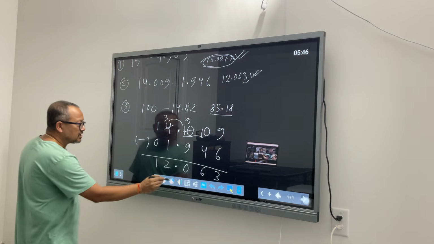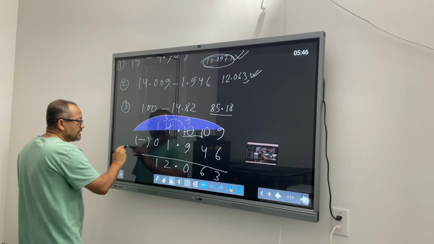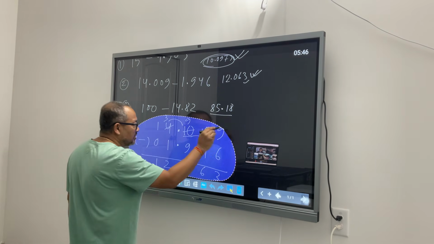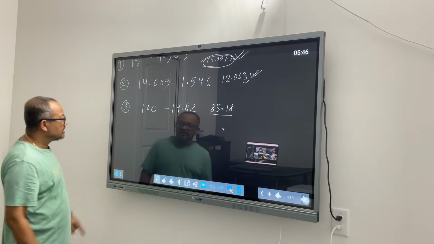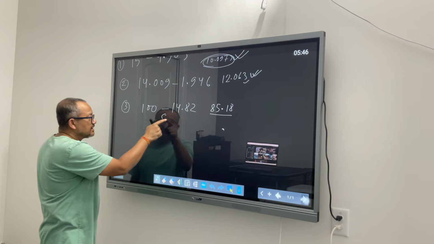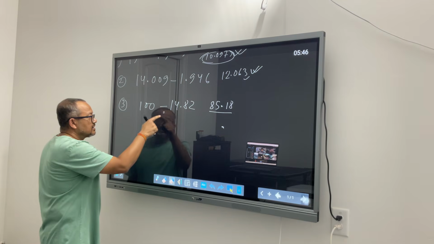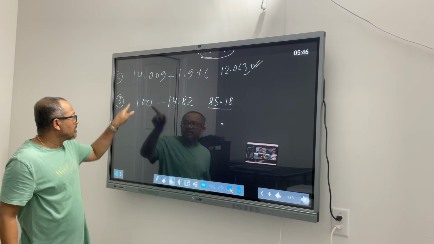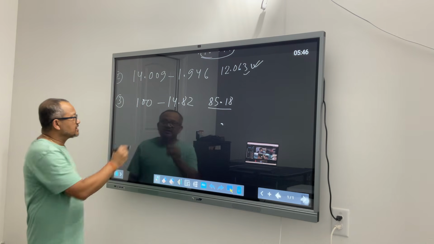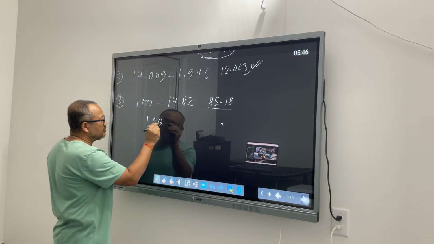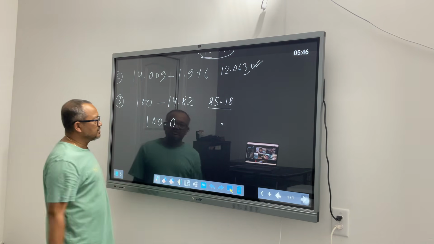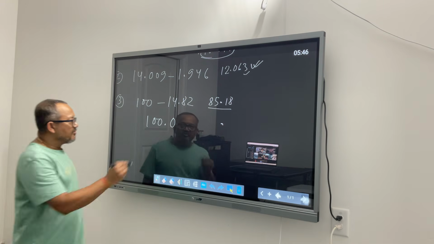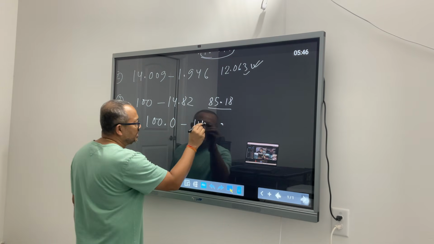Now we are going to the third problem. And now things are becoming much more predictable. We are saying subtract 14.82 from 100. Oh, 100 is not a decimal. I will convert that to a decimal by putting a 0 next to it. 100.0 minus 14.82.